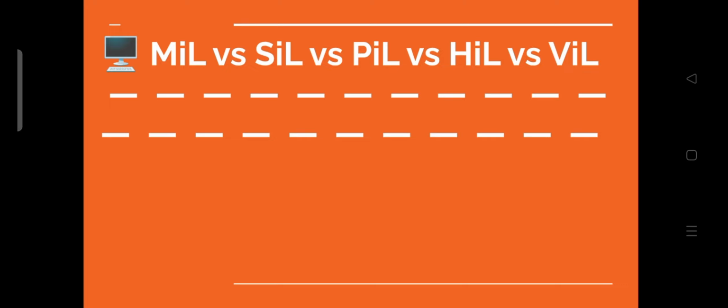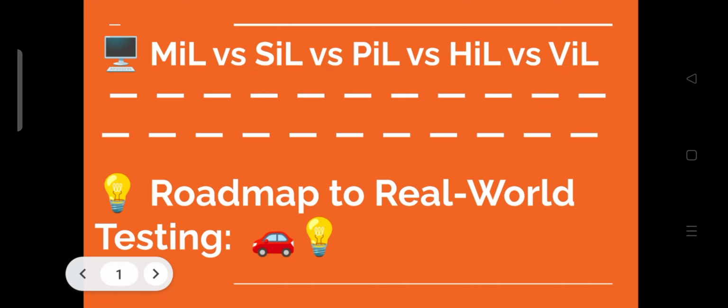Hey there and welcome. Today we are diving into the world of system testing for automotive development, covering 5 stages: MiL, SiL, PiL, HiL and ViL.